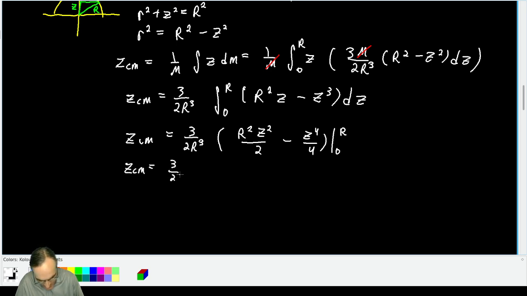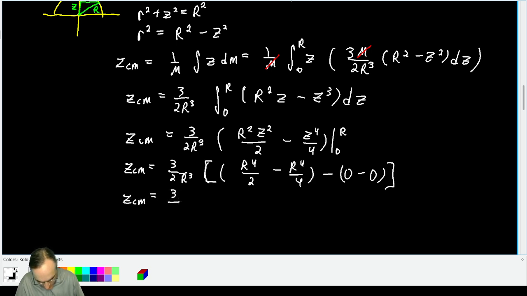All right, so 3 over 2 big R cubed. Then we're going to get, let's see, first term we get R to the 4th over 2 minus R to the 4th over 4 minus 0 minus 0. Okay, 3 over 2 big R cubed. All right, 1/2 minus 1/4 is 1/4, because we can make this 2 over 2 and get 2R to the 4th over 4 minus R to the 4th over 4. So we have R to the 4th over 4. We can do some cancellation, and we get 3/8 R.